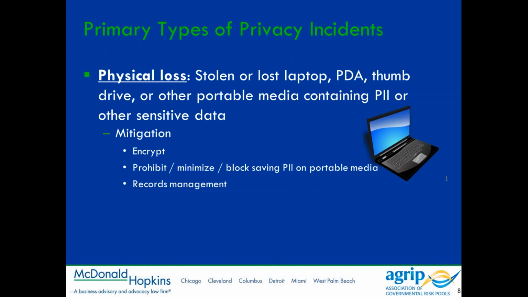Now, as Dom talked about human error, unfortunately, our greatest threat is from within. It's our own people. So as we talk about the different types of privacy incidents, you'll see the thread throughout that it certainly does relate back to our people. The first is physical loss, and this is really the most common. Lost and stolen devices, laptops, PDAs, thumb drives, any type of portable media. And we see a lot of this.